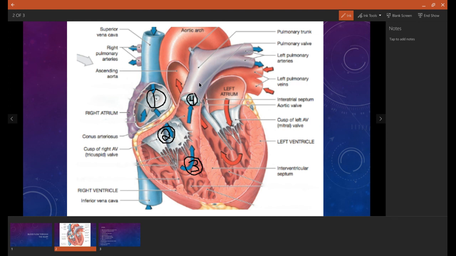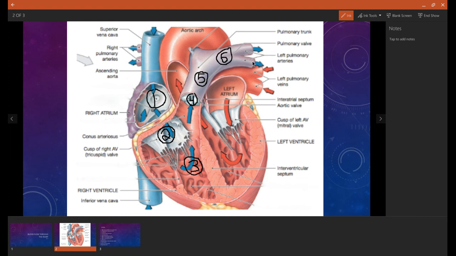After we pass through the valve, we're in a new structure. This is the pulmonary trunk. That will be number 5. Pulmonary trunk. Now in number 6, we can choose one of two ways. We can go to the left or we can go to the right. And in this case, we're just going to go on the left side of the body. So we're going to choose the left pulmonary artery. That's going to take us to the lung.